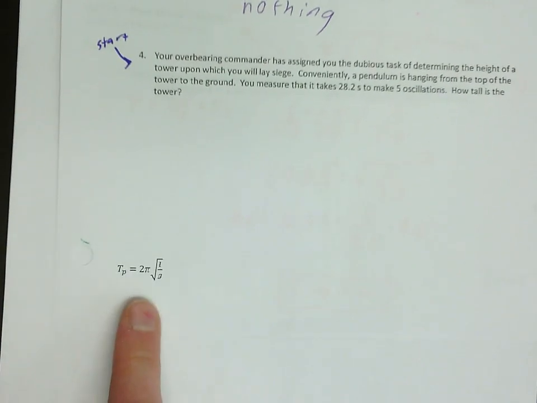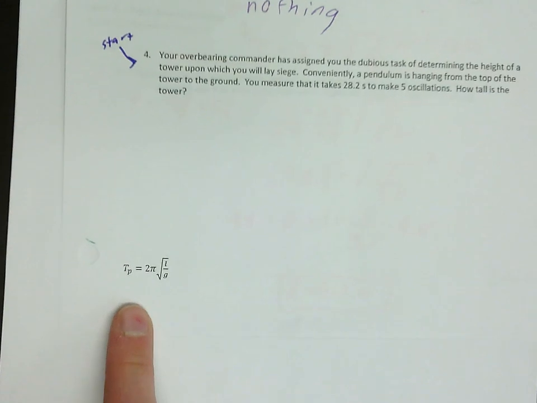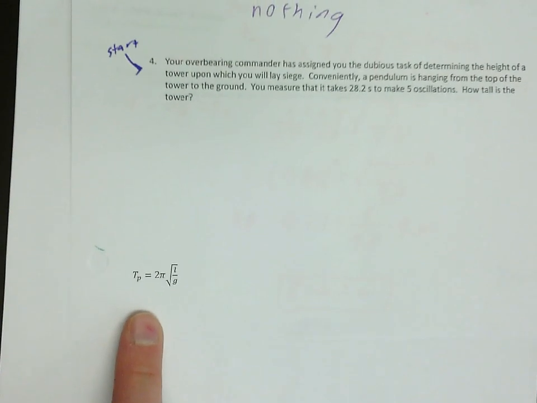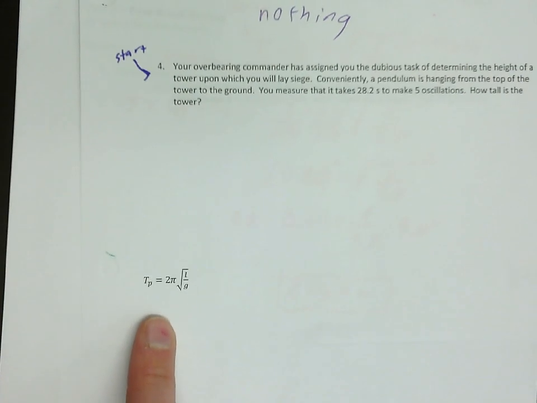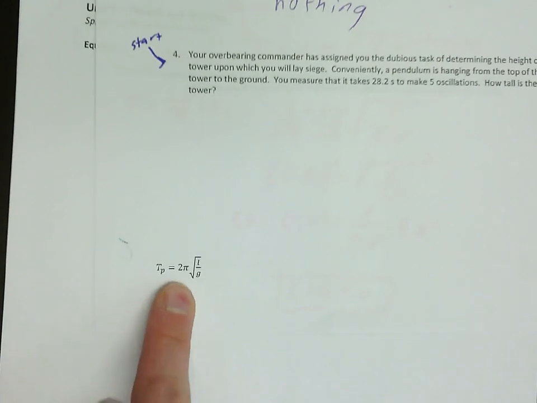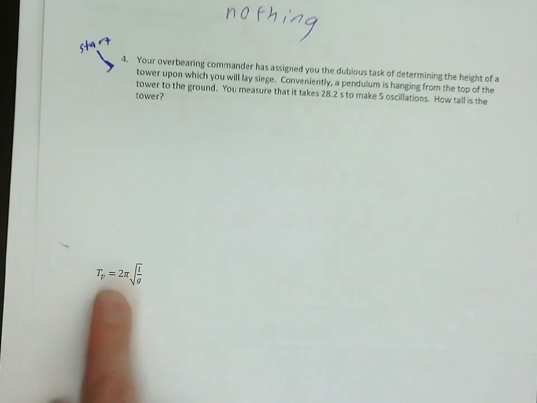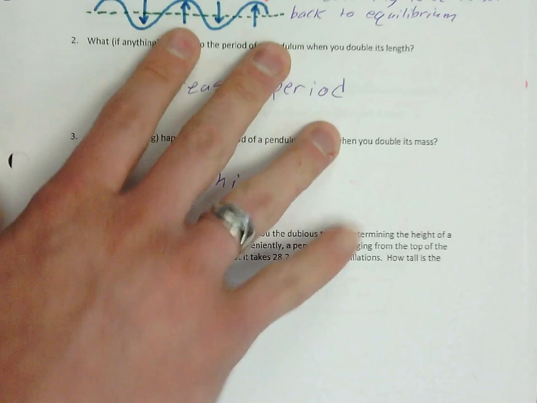It's kind of like if I gave you 10 baby chicks and I said, how many dollars do you have? The answer is, I don't have any. I have chicks. So you can't solve for period with mass if mass isn't in the equation. So that's the other way that you would explain it. So that's what 2 and 3 look like.